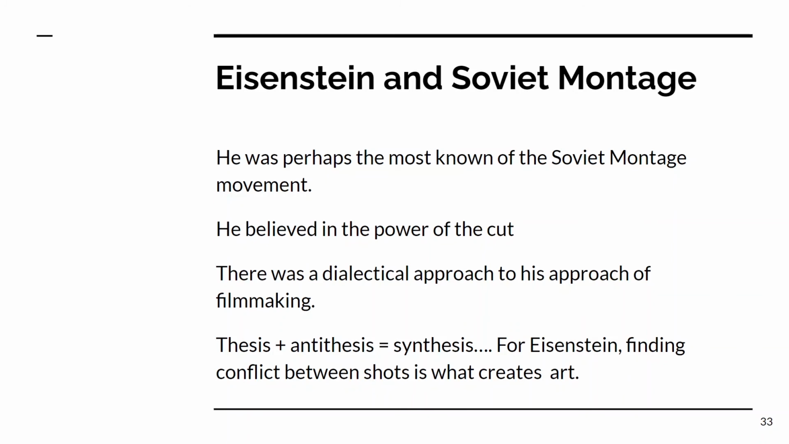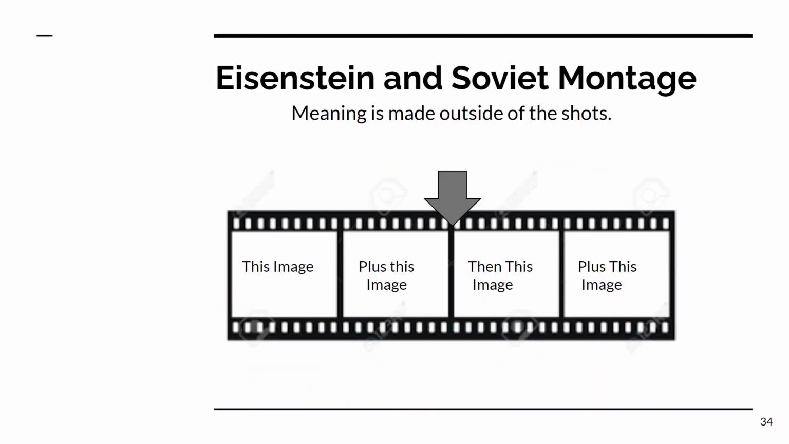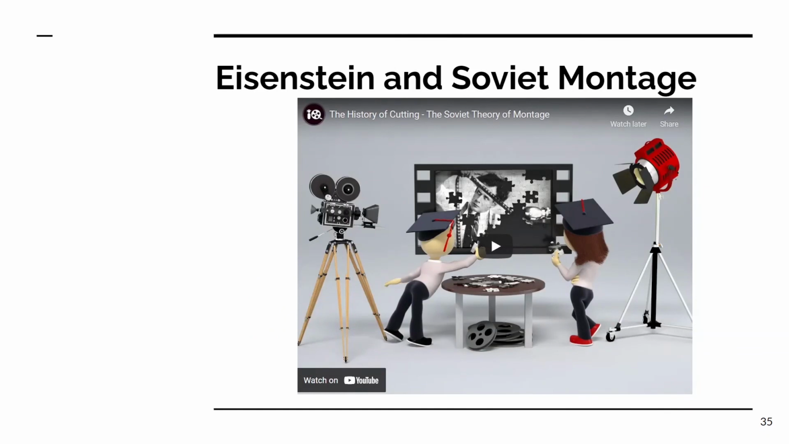He believed in the power of the cut, and he had a dialectic approach towards filmmaking. So he had a thesis plus an antithesis equals a synthesis. If you look at it from this perspective, this image plus this image gives you a meaning, and then this image plus this image gives you meaning. So kind of like what we just saw with Hitchcock, you find meaning in the way the shots are put together.